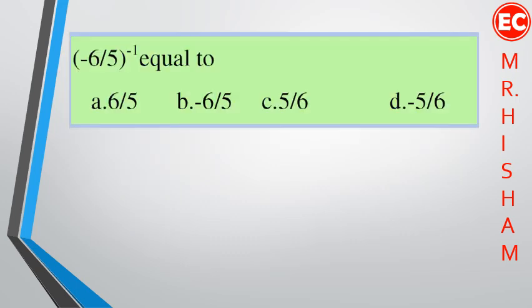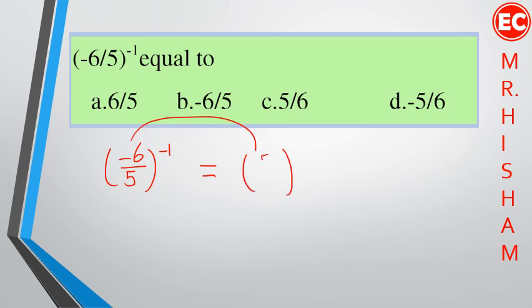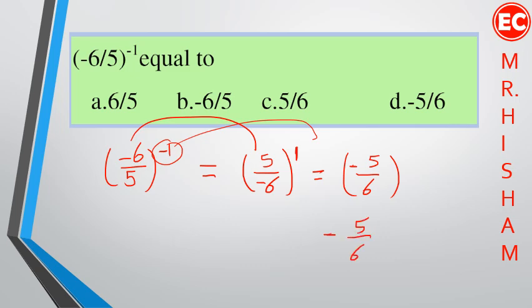I have negative 6 over 5, all to the power of negative 1. Let me write it like this: negative 6 over 5 to the power of negative 1. If I flip the fraction to make it 5 over negative 6, I'm going to flip the sign of the power, so it's going to be power 1. And any bracket to the power of 1 will give me the same answer. So the answer can be written as negative 5 over 6, or as 5 over negative 6. So as we can see clearly, the right answer is D.